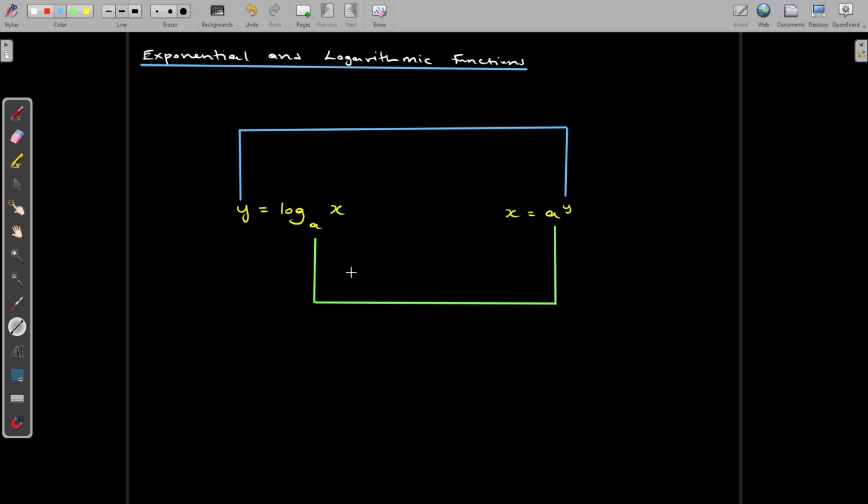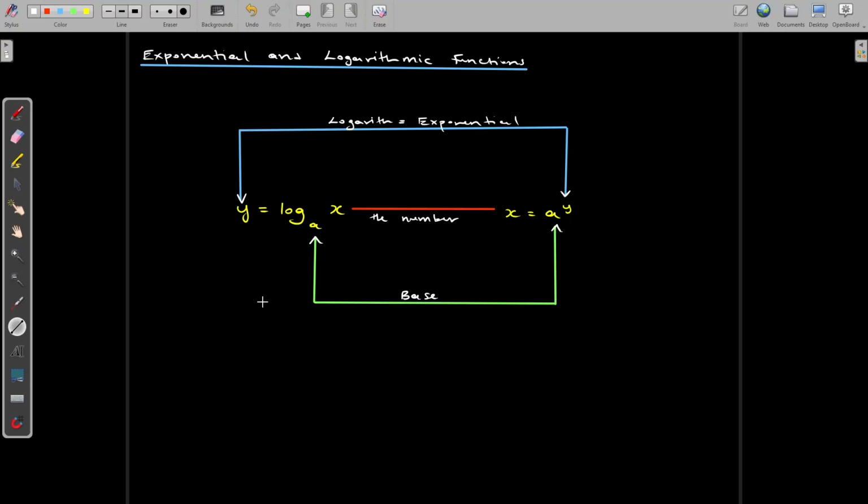So we have our base, we have our exponent, and this is just the number. The x here is just the number. So over on this side, we have the log. Over on this side, we have the exponential. So over on the left hand side here, we know that this is the logarithmic form, and we have the exponential form.